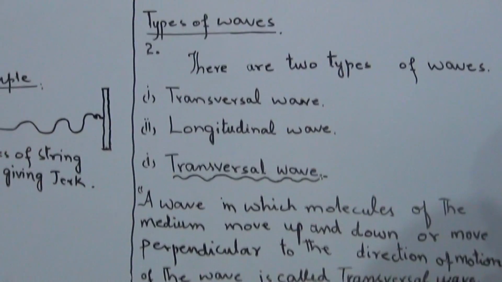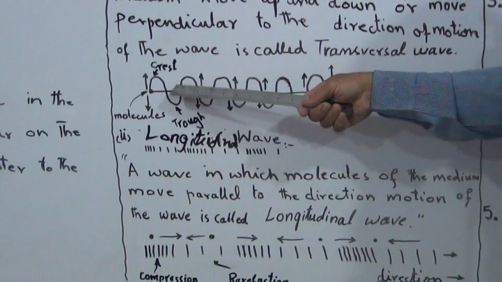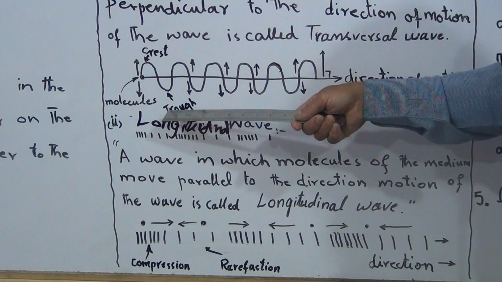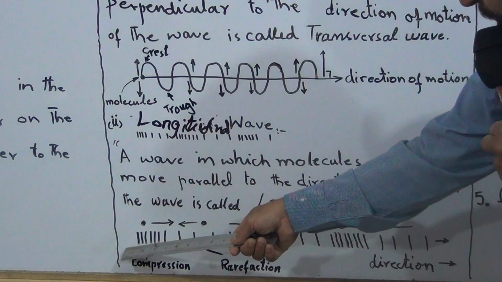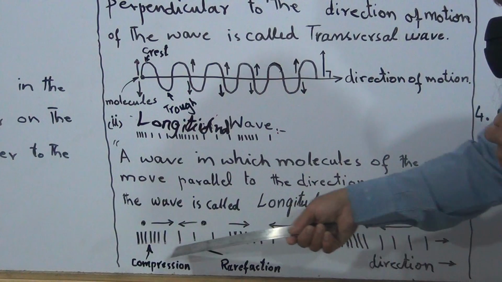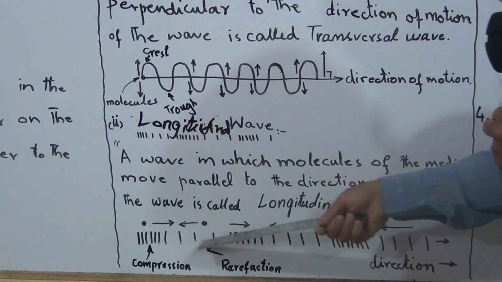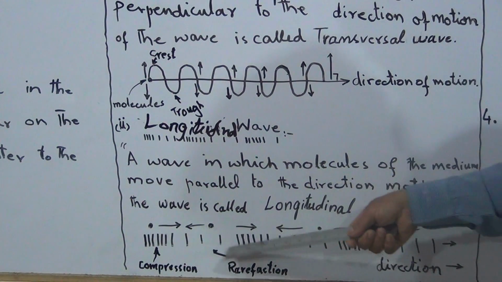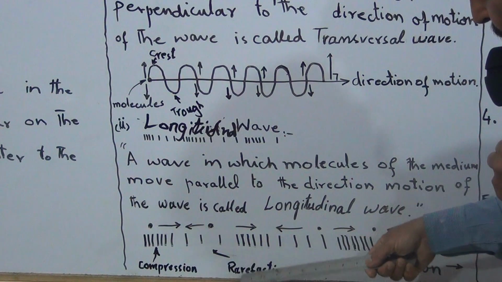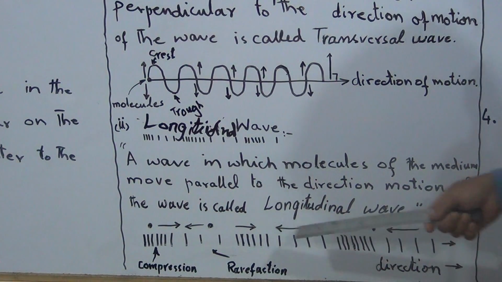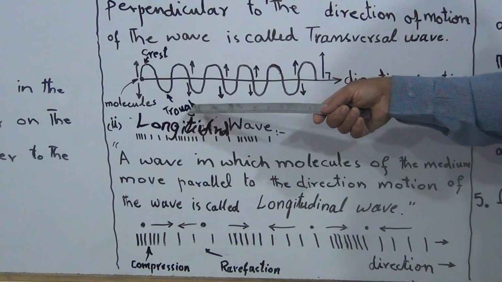In a transverse wave there are crests and troughs. The maximum upward position of the molecules is called the crest and the maximum downward position of the molecules is called the trough. But in a longitudinal wave, where the maximum force is applied to the medium, the molecules are compressed. This is called compression. And when they move backward, they produce what is known as rarefaction. So this one is compression and here it is rarefaction. In a longitudinal wave, compression and rarefaction are considered, and in a transverse wave, crest and trough are considered.